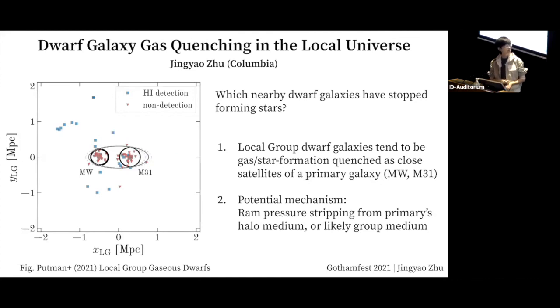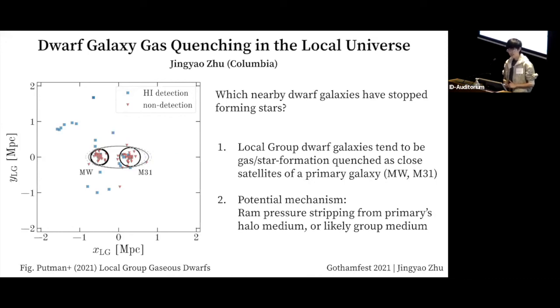So you can see the blue dots are the more isolated ones. These have H1 detection, so these are not gas quenched, or still star forming. And the red ones tend to be more embedded in the host galaxy's dark matter halo or in the local group medium, and they tend to be H1 deficient or gas quenched.